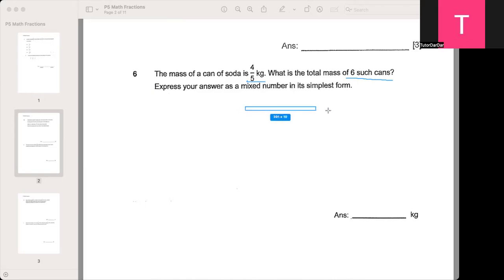Okay, so they have 6 cans. These are the 6 cans. So 1 can is how much? What is the mass of 1 can? Is 4 out of 5. Okay, so this is 1 unit. So if 1 unit is 4 out of 5, we don't write the unit here. How many units do we have? We have 6 units.